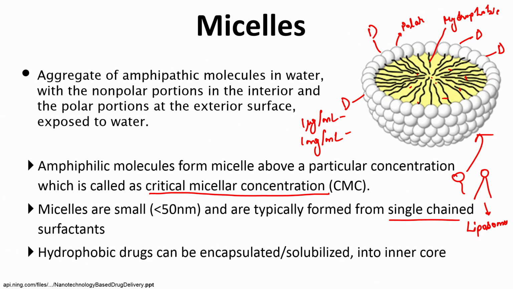Another major difference between micelle and liposome is the size itself. As we discussed, liposomes can be made anywhere from 100 nanometer all the way up to a few microns, whereas micelles are formed by self assembly of very small molecules, so typically their size is small, below 50 nanometer. Typically you will find them in the literature to be about 10 to 30 nanometer.